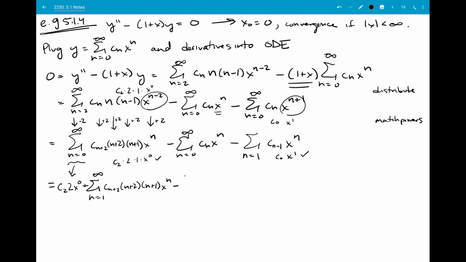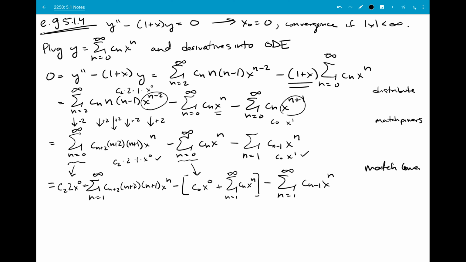And then I'm going to do the same to this sum right here. So I want it to start from 1, and I just have to take care of my 0th term. That one would be c0 x to the 0 out front. And then this one already starts at n equals 1, so I can keep it the same. So all I did in that step was make sure to match the lower index. And then I can combine my series now.